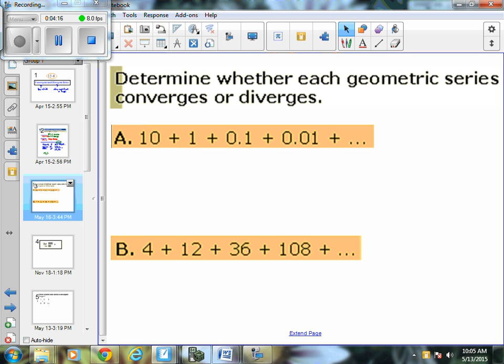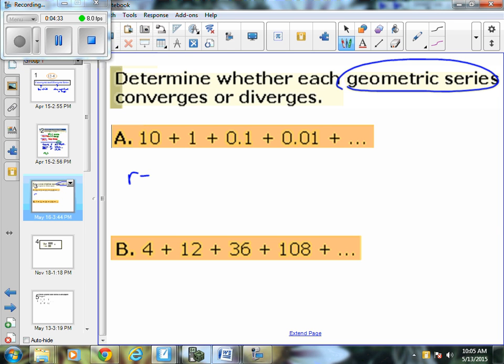So for the first ones, it says just determine whether the geometric series converges or diverges. Well, it's super nice if you know it's geometric because then we just have to look at the ratio. If the ratio is bigger than 1, divergent, because those terms would continue to get bigger. If it's less than 1, it'd be convergent. So for the first one, see if you can figure out the r.